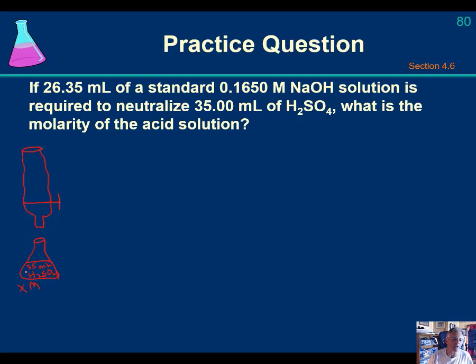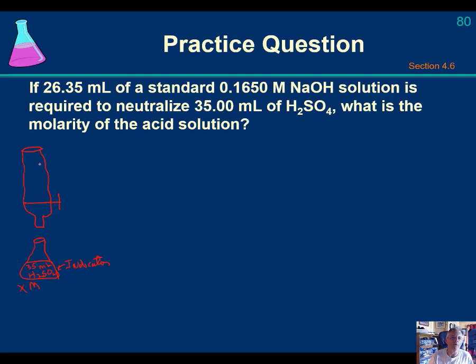Now the other thing we need to make sure we put in here is an indicator. If you forget your indicator, and lots of people do, they go do their titrations and they wonder, why am I not getting to the end point? That's because they forgot to put the indicator into their solution. So don't be that person.